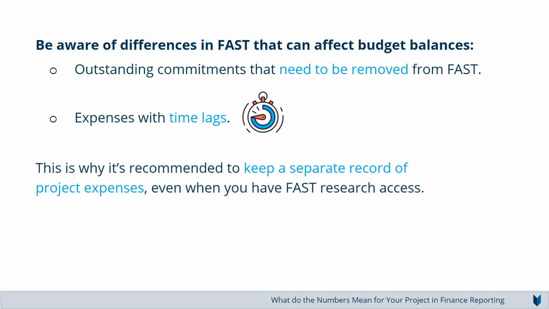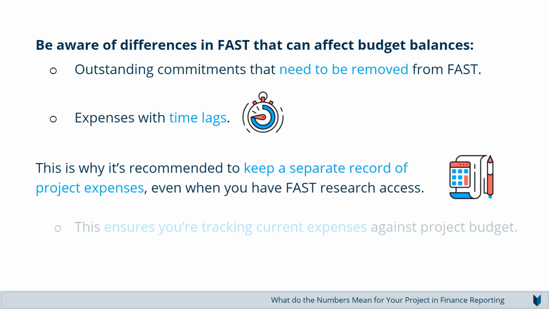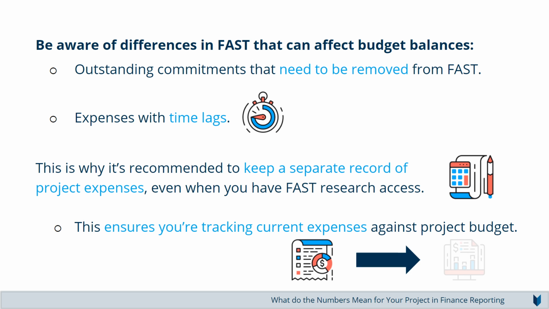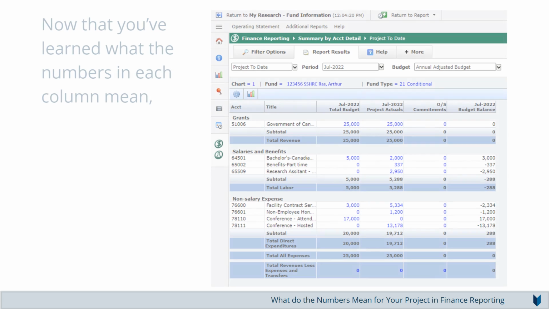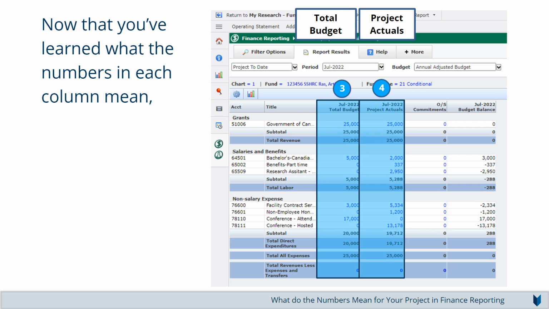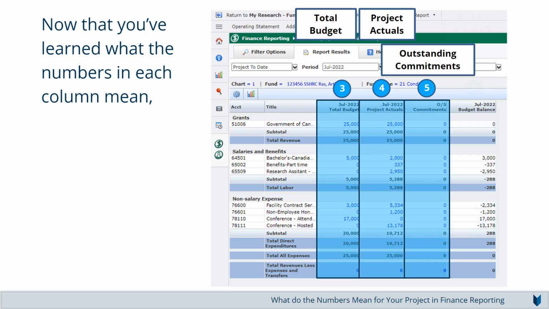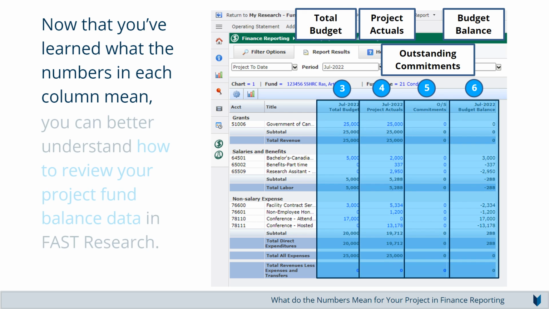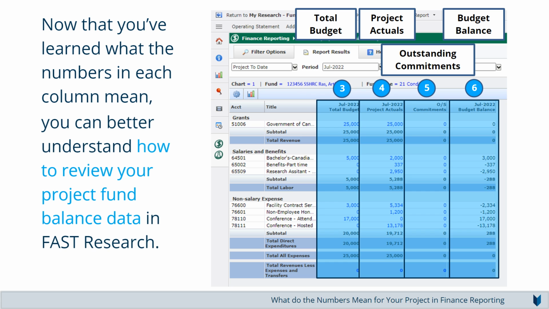This is also why you are recommended to keep a separate record of project expenditures, even if you have FAST research access. When you maintain a separate record, you can always ensure you are tracking your current expenses against your project budget. Now that you've learned what the numbers in each column mean in this video, including the total budget, project actuals, outstanding commitments, and budget balance, you can better review your project fund balance data within FAST Research.